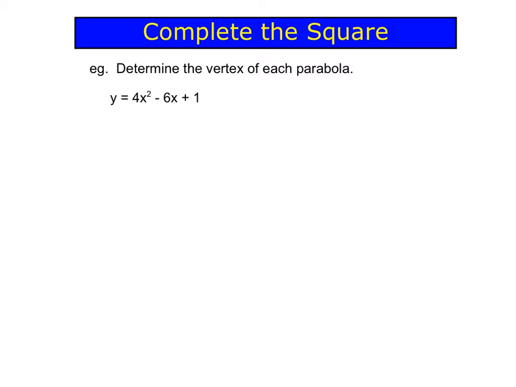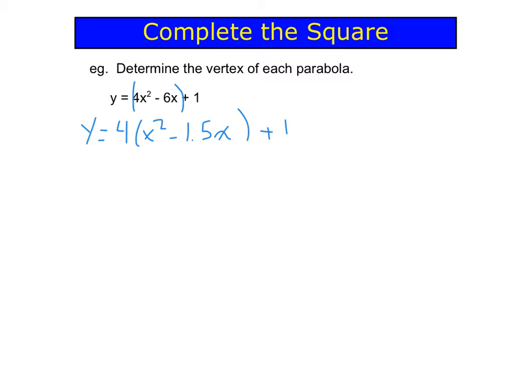Okay, for this one, notice that 4 does not divide into 6 evenly to give us an integer value. So if you want, you can leave it as fractions and work with them, or you can switch it to a decimal. So step 1, common factor out that 4. Negative 6 divided by 4 is negative 1.5. We're just going to use decimals for this one.